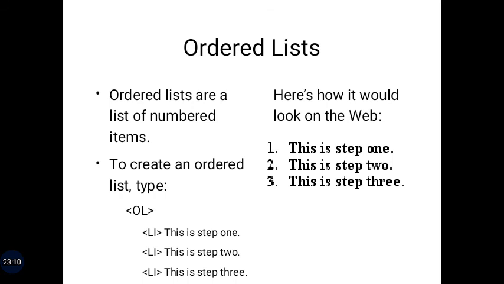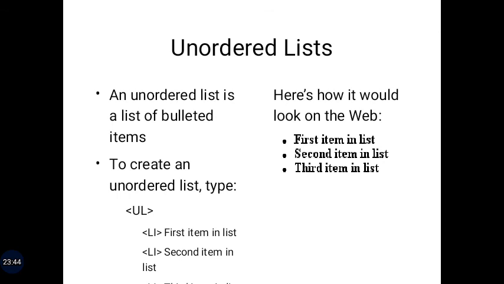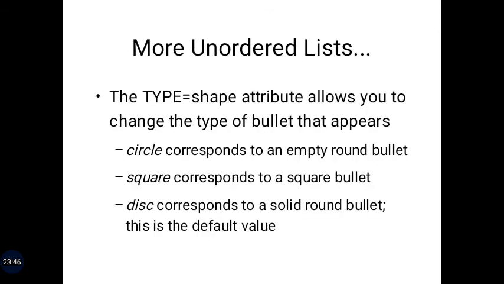About lists, you have ordered lists and unordered lists. Ordered lists will be numbered 1, 2, 3, and so on, or the way you modify them. The type equals X attribute allows you to change the kind of symbol that appears in the list. A is for capital letters, a is for small letters, and you can do different things for Roman numerals and so on. Then you have the unordered list, which you can also modify using attributes.